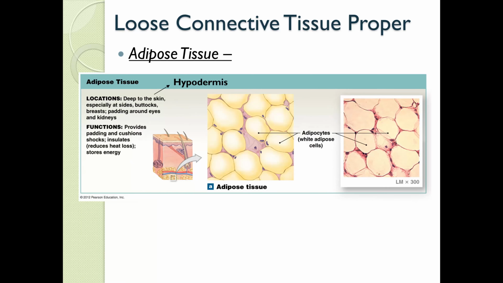Adipose tissue is the second type. Adipose tissue is located deep to the skin in a layer called the hypodermis, especially at your sides, buttocks, and breast. It also is found as padding around eyes and kidneys. Adipose tissue functions to provide padding and cushion shocks. It also provides insulation by reducing heat loss, and it stores energy in the form of fat.